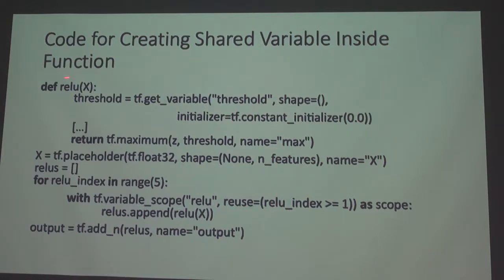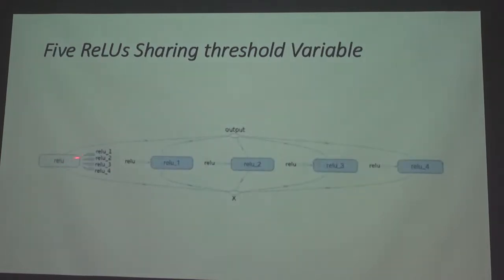Starting from the second time you call redo, because the reuse is set to true, you are going to reuse the threshold that was created in the first call. So everything will be good. It's going to be something like this. Instead of having redo, redo_1, redo_2, redo_3, redo_4, it looks something like this: 5 redos sharing a threshold variable.